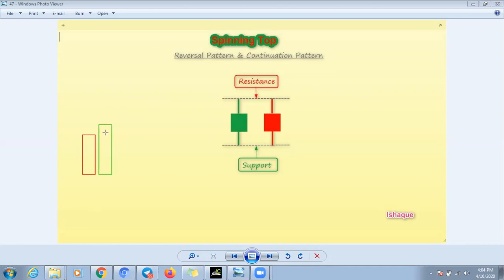Look at this candle, it shows strongness, because this bearish candle is engulfed by a green candle. It means this is the strongest pattern, and this is a weak pattern. If this pattern is a strong pattern, then the market always follows it. That's why sometimes the market follows it, sometimes not.